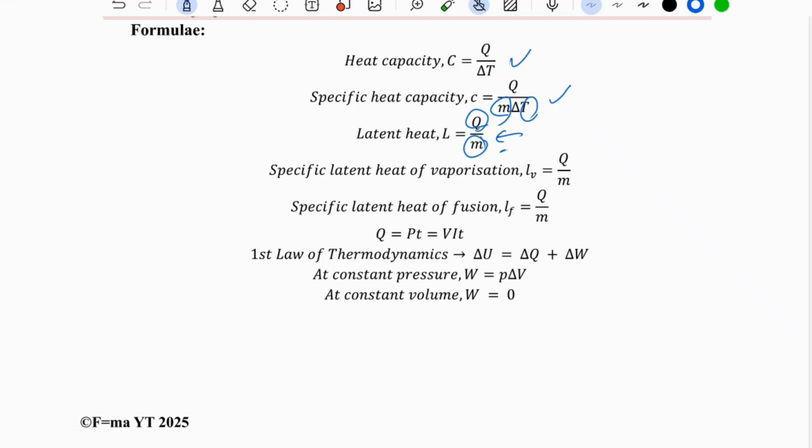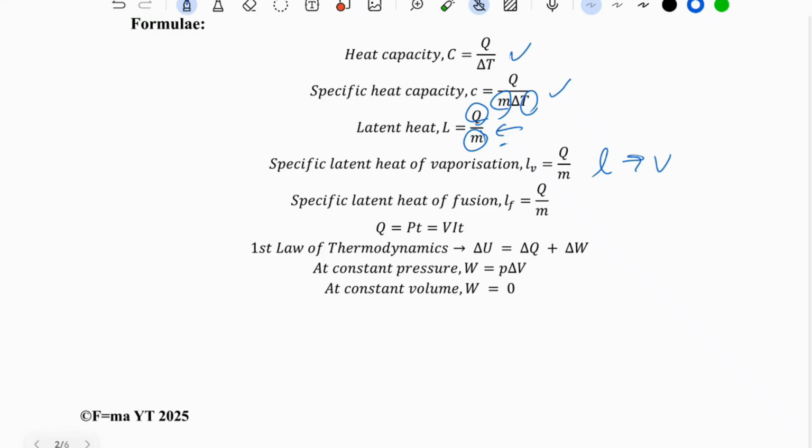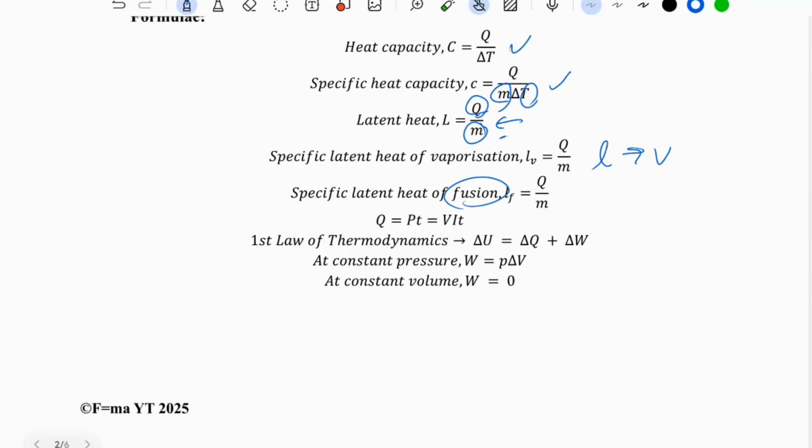The next one we have is specific latent heat of vaporization. So vaporization means changing the phase of a substance from liquid to vapor. So since it's specific, it's amount of heat per unit mass. Then fusion is solid to liquid, which is also the same formula, heat energy per unit mass. Also bear in mind, vapor to liquid is also vaporization, liquid to solid is also fusion. It works vice versa as well.